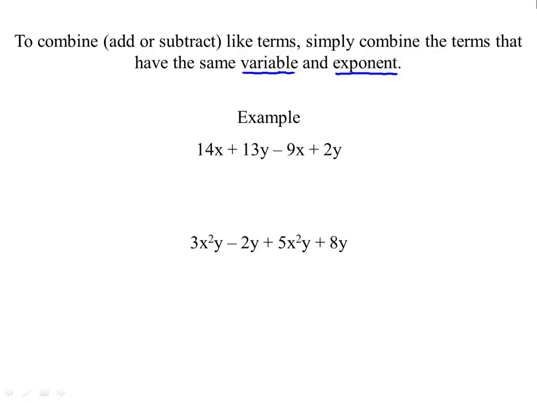So for the first one, for example, you have 14 x's, and you're going to take away 9 x's. So how many total x's do you have? So you have 5 x's. And then we have 13 y's and 2 y's. How many total y's do we have? All right, try the one on the bottom.